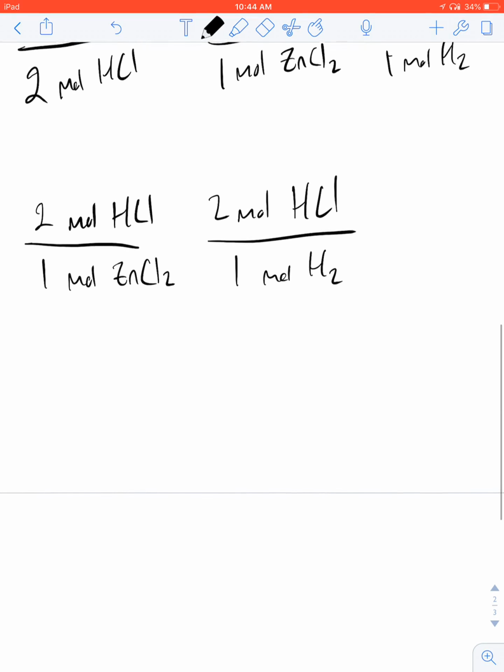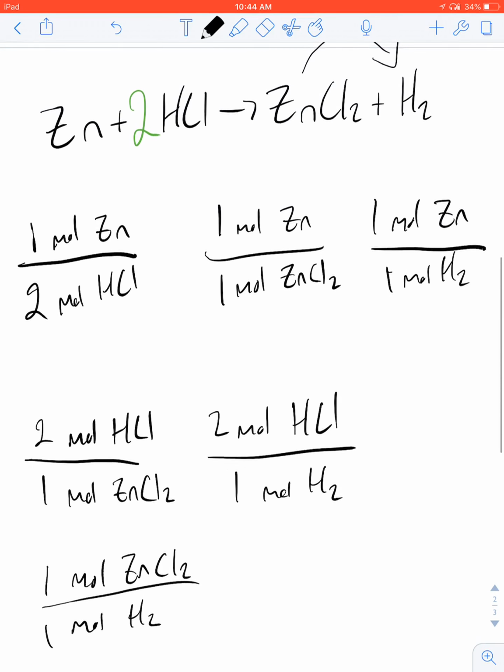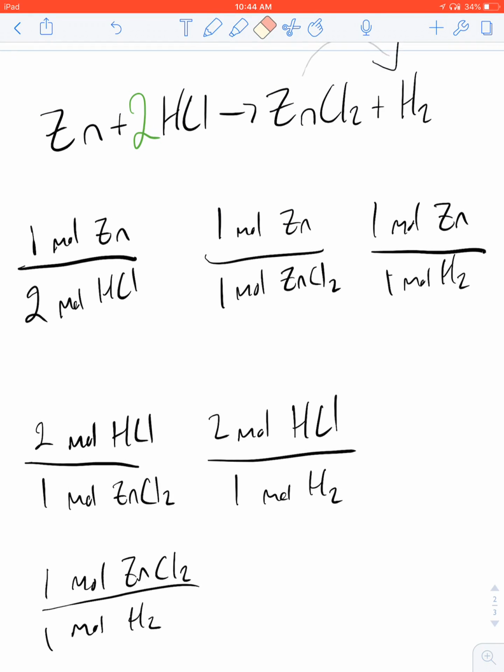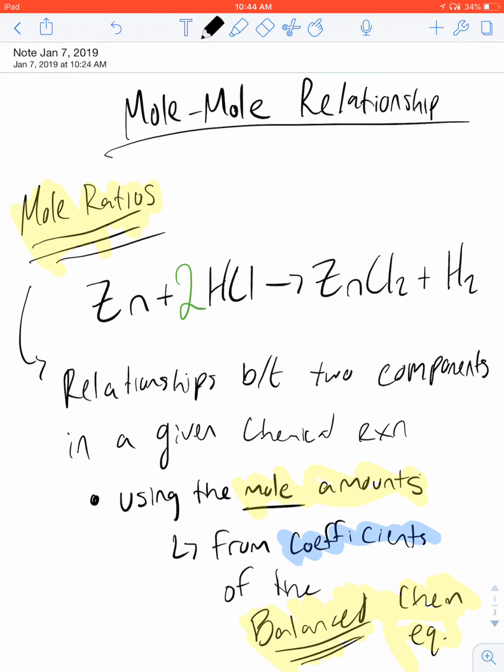And we should remember that there's 1 mole of zinc chloride for 1 mole of hydrogen gas. And there we go. So now we've written all of the mole ratios for this specific problem. All right, so now that we reviewed mole ratios, let's get into our mole-mole relationships.